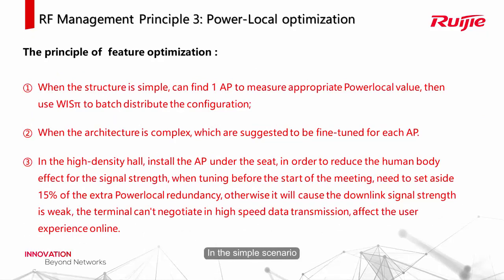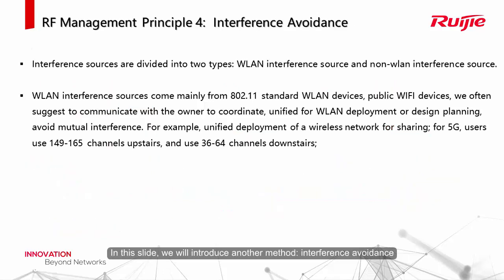In the simple scenario, we can use one AP to calculate the appropriate power local value, then use the tool to distribute the configuration in batch. For complex structures, it is suggested to fine-tune each AP. For meeting rooms, we usually install the AP under the seat, so we need to reserve 15% extra power local redundancy, because when people come in, the body will affect signal strength. Signal strength will be weak and then will affect the user experience. In this slide, we will introduce another method, interference avoidance.